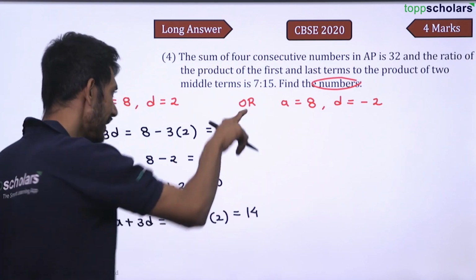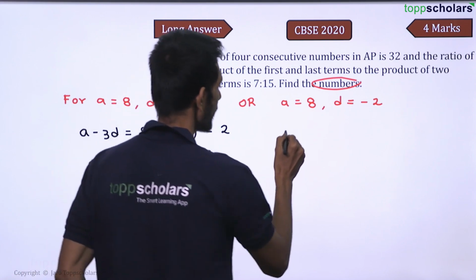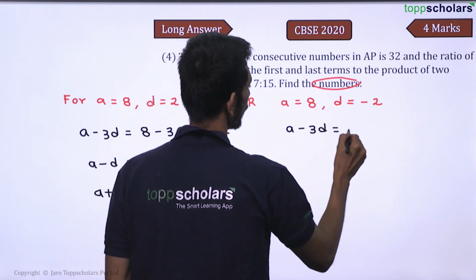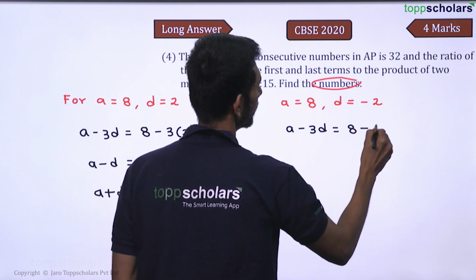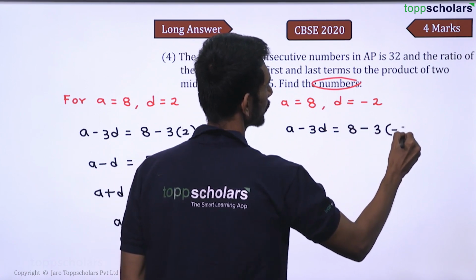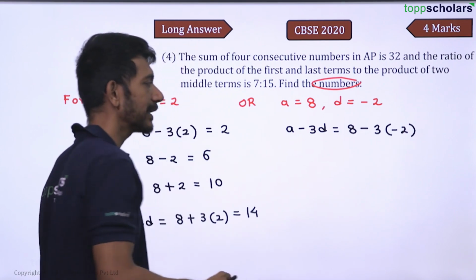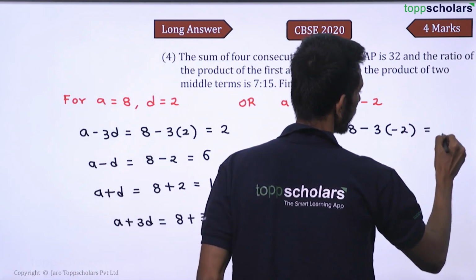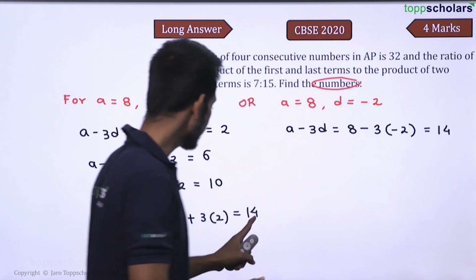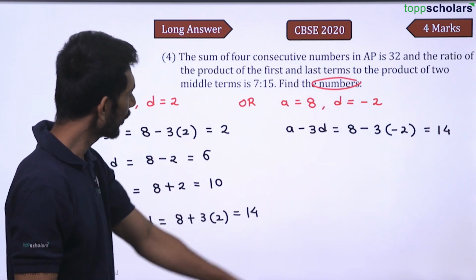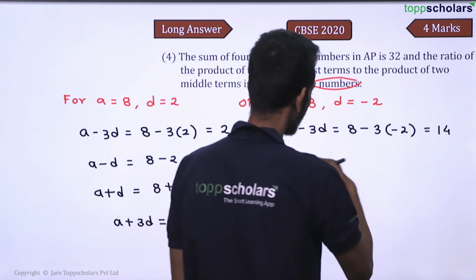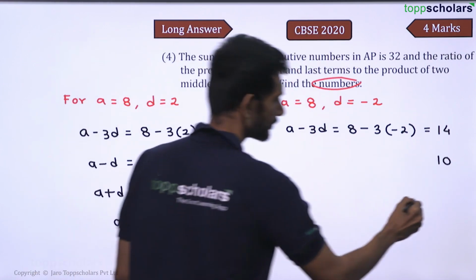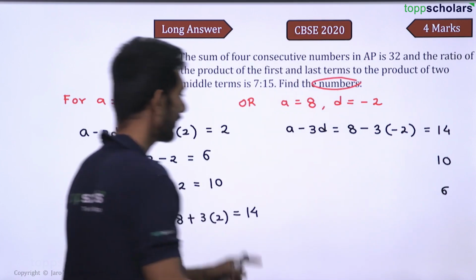Now understand here. If we take a minus 3d, that gives you 8 minus 3 into minus 2. Now minus 3 into minus 2 is plus 6 and 8 plus 6 is 14. So it starts with 14. It starts with this number. Then it will go in the decreasing order. So if you solve for a minus d, you are going to get 10. Then you are going to get 6. And then you are going to get 2.